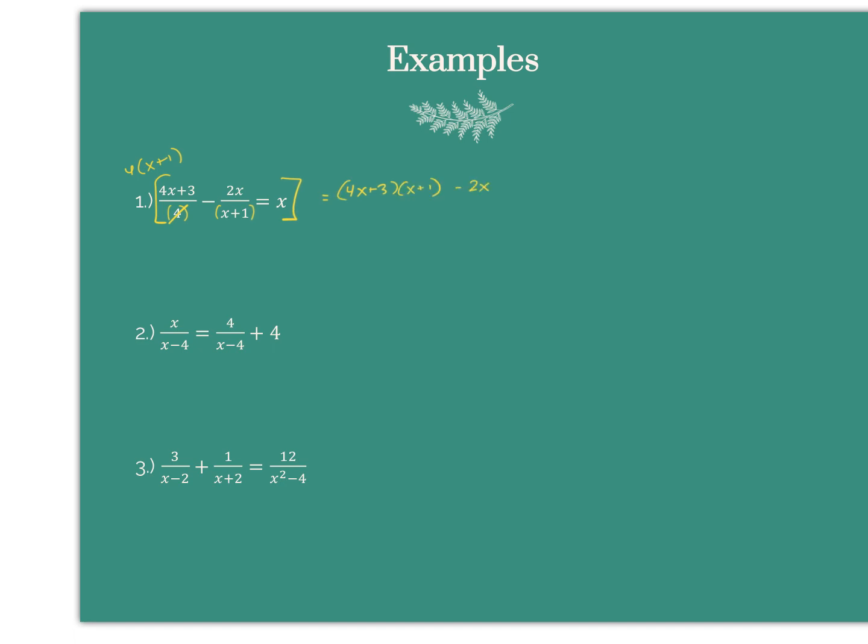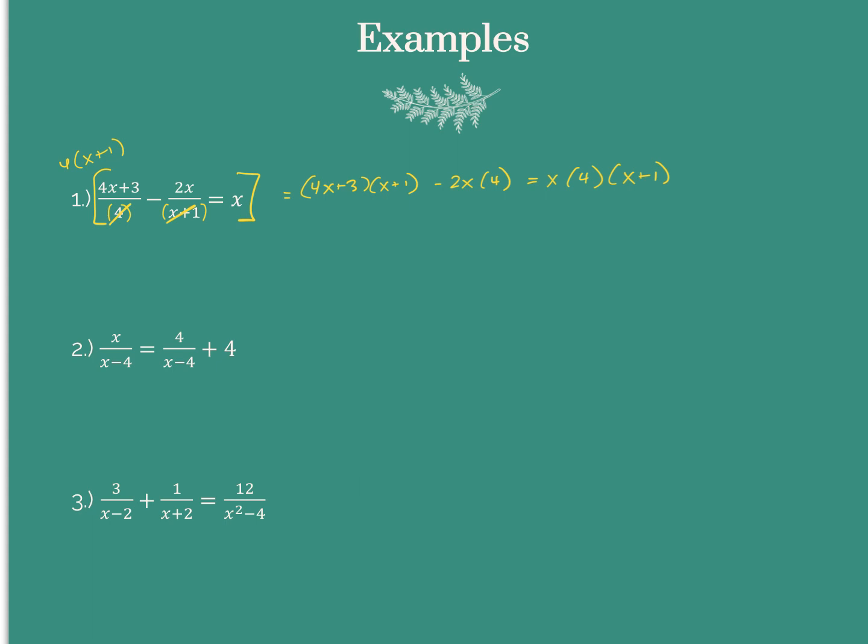In the second one, the minus 2x, the x plus 1 is going to go away, which is going to mean you have to multiply the minus 2x by 4. And the last one, you're going to multiply the x by all of it. So it's going to be times 4 times x plus 1. So let's start by simplifying that. So I have to FOIL the first set here. It's going to give me 4x squared plus 4x plus 3x, which is plus 7x plus 3.